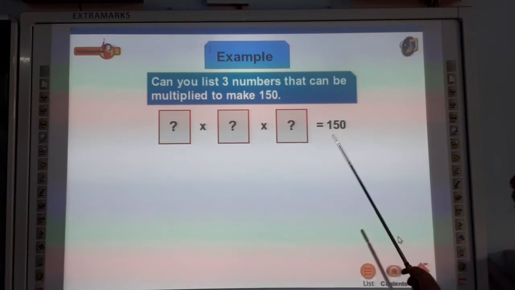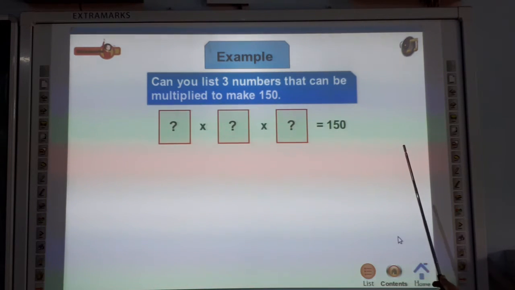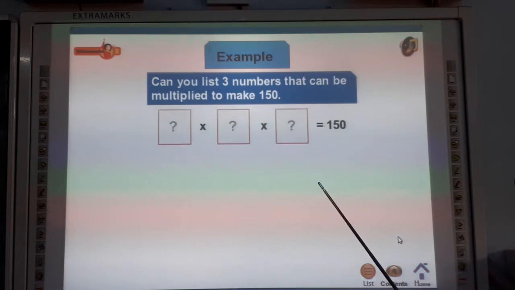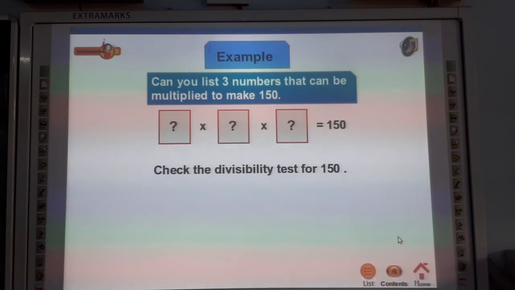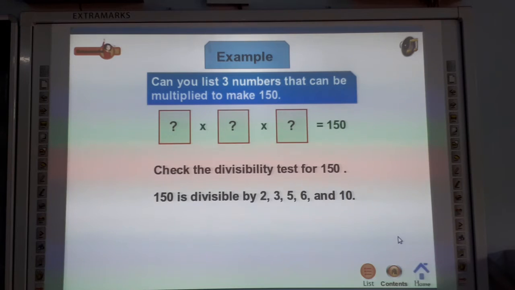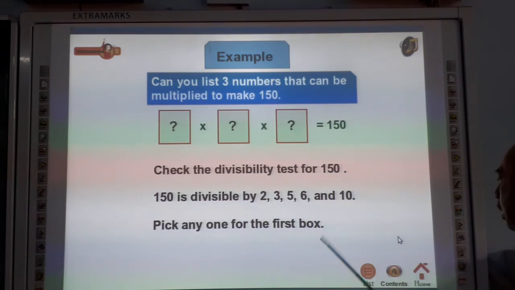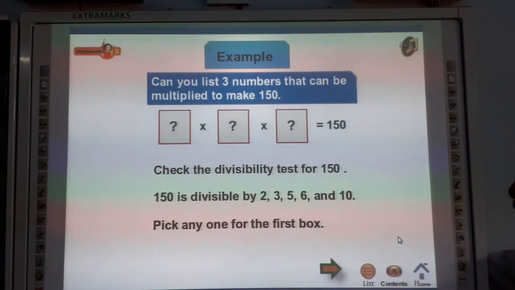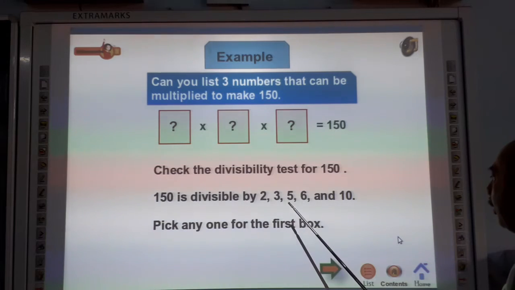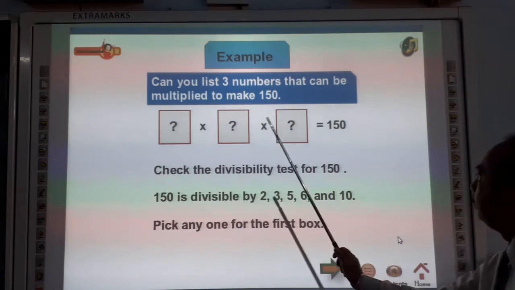Now, can you list 3 numbers that can be multiplied to make 150? You have to find out the factors of 150. Here the factors of 150 are 2, 3, 5, 6 and 10, and in the boxes we have to write down the 3 numbers. Pick any one number from the first box and then multiply the rest of the 2 numbers, and then again multiply the last 2 numbers.